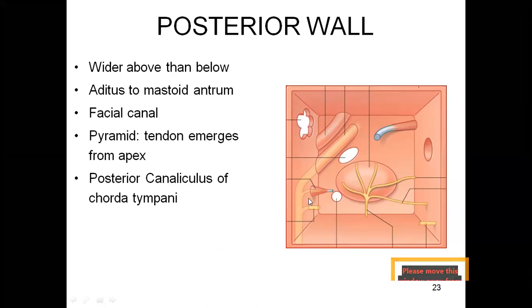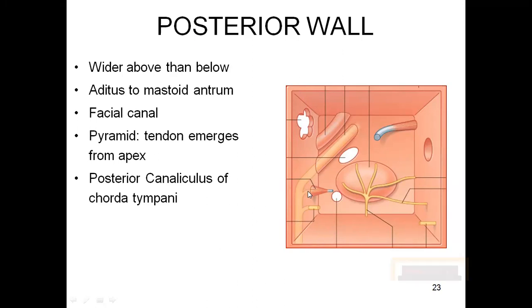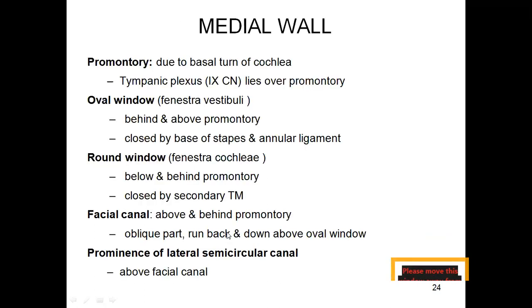This is the facial canal where we can see the passage of the facial nerve. This is the pyramid. The tendon emerges from the apex. Then the posterior canaliculus of chorda tympani nerve. This one is the posterior canaliculus for chorda tympani nerve.